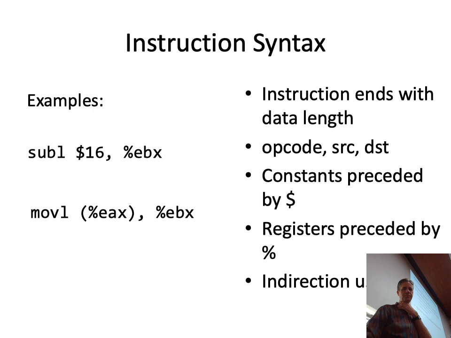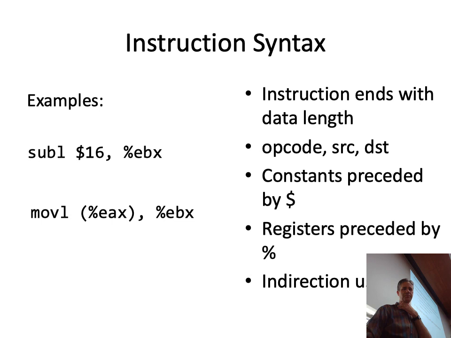The only general rule is that you can almost never have two memory locations as your source and destination. Only one can be memory. If you have a constant, it's preceded by a $ sign. So this is $16. If there was no $ sign, then it would be an address instead.